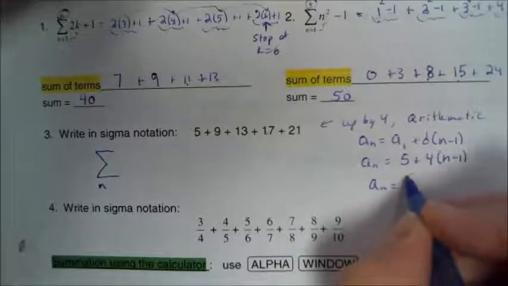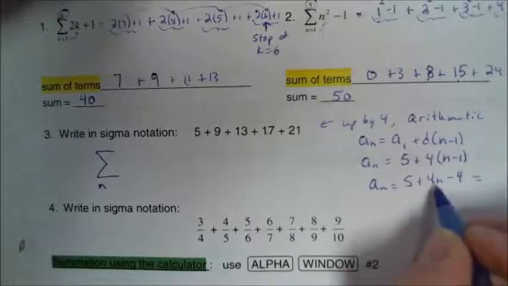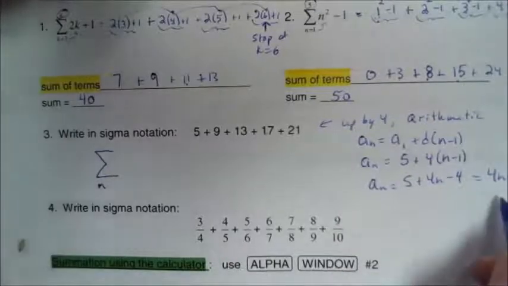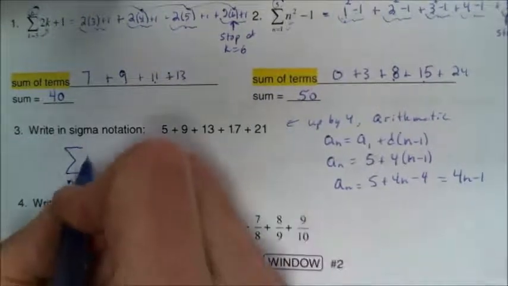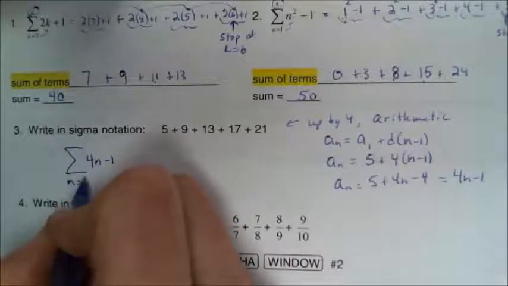And you distribute the 4, 4n minus 4, and then you combine like terms. So 5 minus 4 is 1, 4n minus 1. So that's the formula for this arithmetic series. So we're going to put a 4n minus 1. And the n starts at 1.